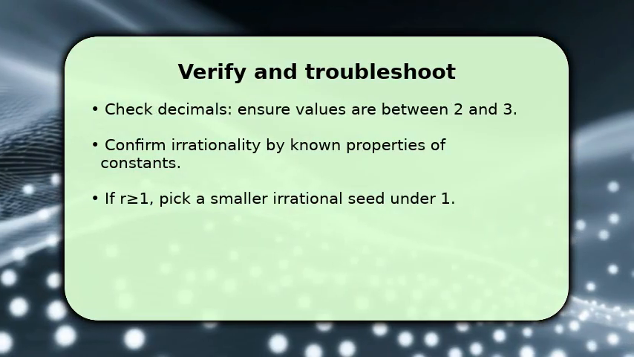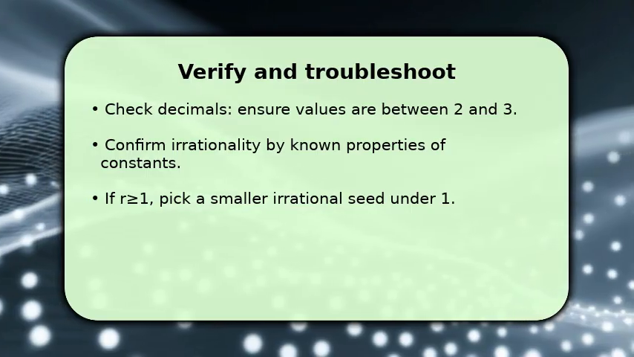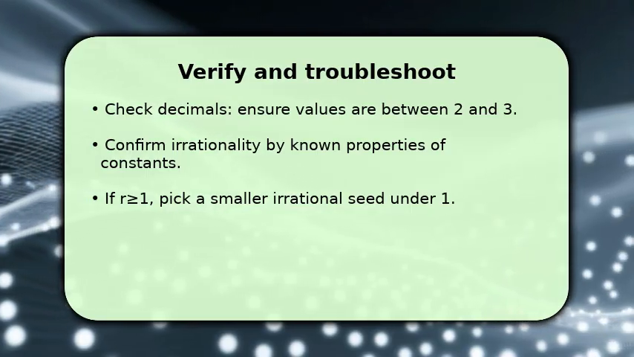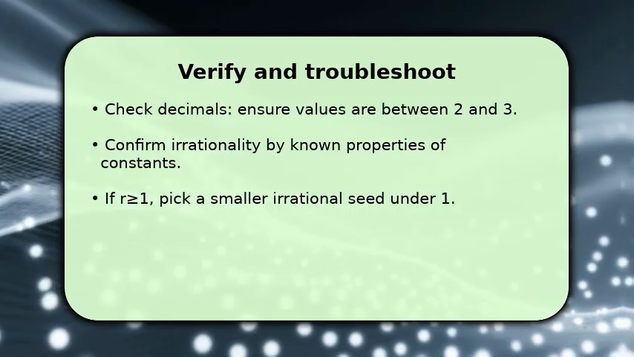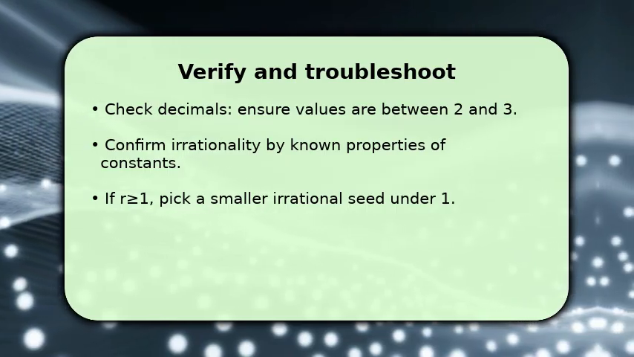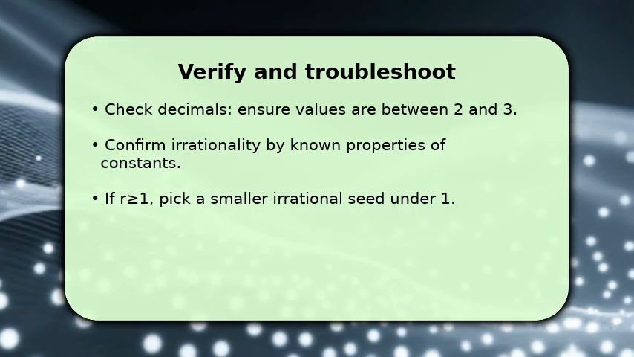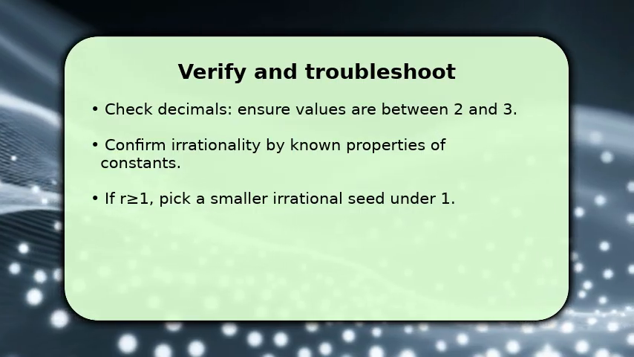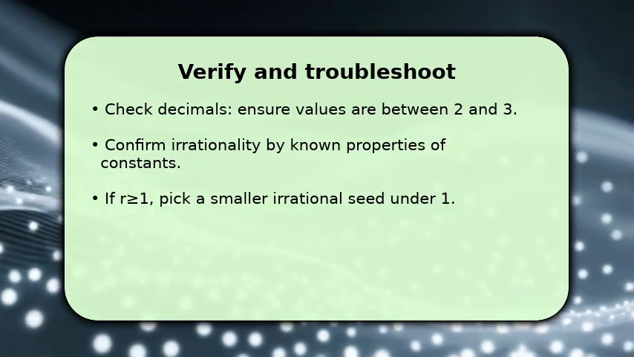To finish, you verify both results numerically and conceptually. Compute decimal expansions to confirm each sum lies strictly between 2 and 3, and cite the known irrationality of pi and sqrt 2 to justify the sums are irrational.